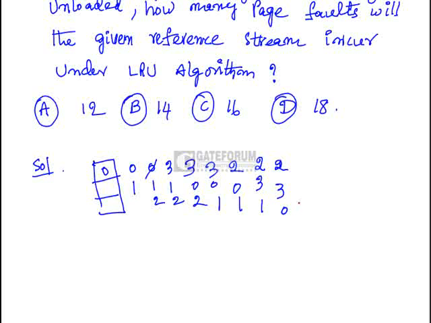Again 2, there is no fault. For 0, what did you replace? 1 you replaced, 1 is the LRU. So again for 1, 2, 3, 0, 2 must be replaced. 1, 3, 0. For 2, 3 must be replaced. 1, 2, 0. For 3, 0 must be replaced. 1, 2, 3.